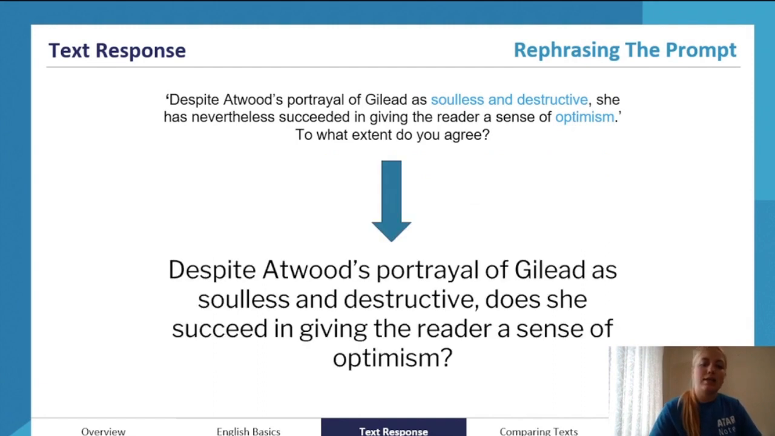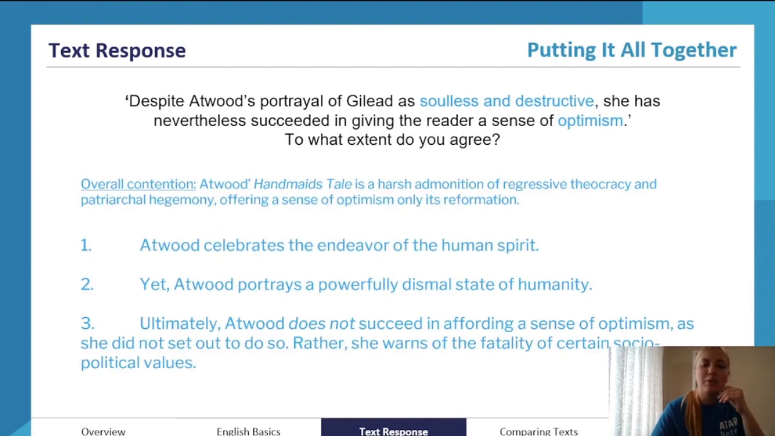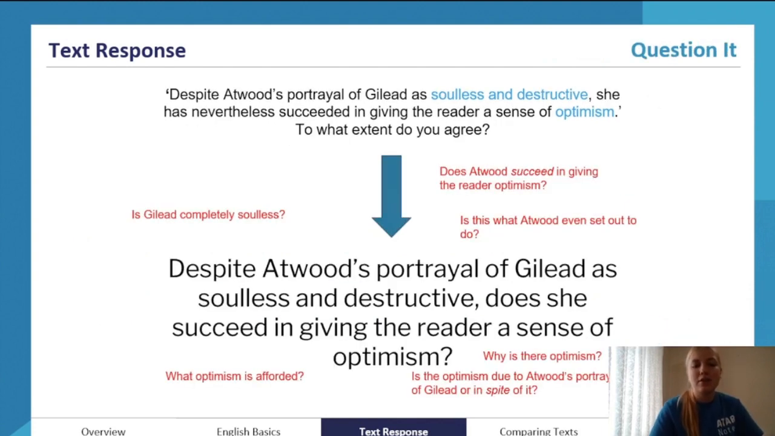Let's have a look at an example. Well, you see it turned into a question. Surely you can see that it does make it easier to answer. I'm just saying it's not a necessity for a lot of students, but it might help you. And now we're asking questions to come up with ideas for our body paragraphs. So similar to what I broke down before, we're going to ask, is Gilead completely soulless?